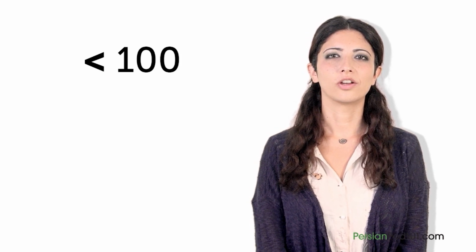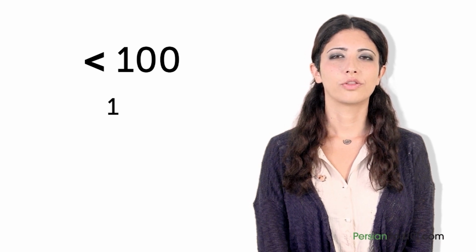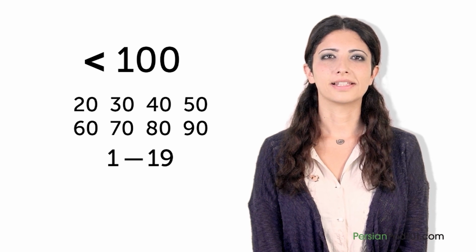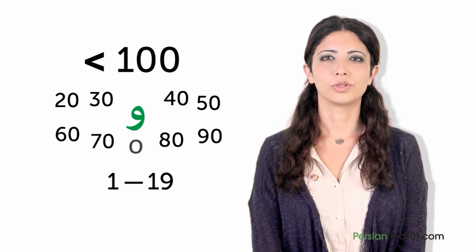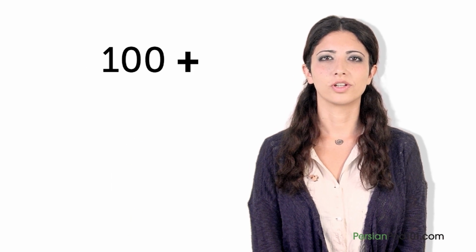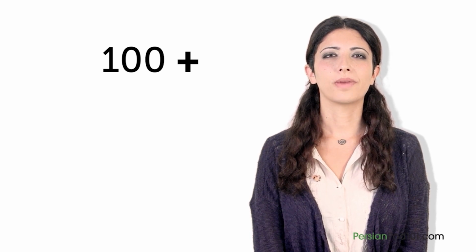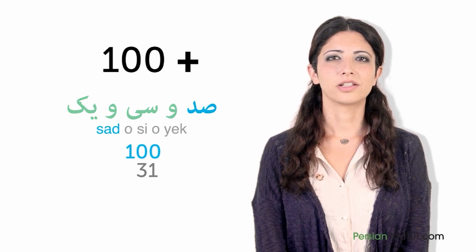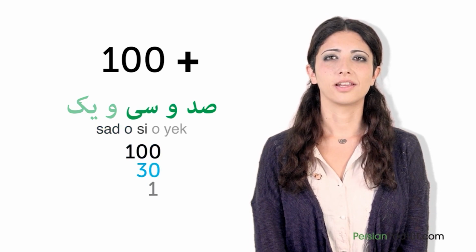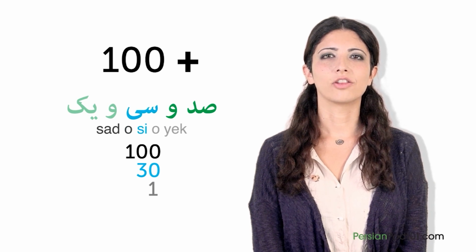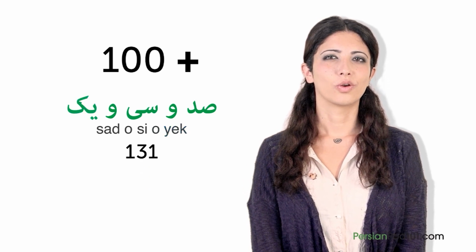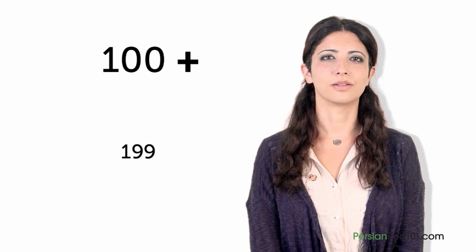For numbers up to 100, you just need to memorize 1 through 19 and all the tens. If you remember them well, then you can easily make any number by adding an O between them. For beyond 100, it will be the same. You just need to memorize the hundreds. So when we made 131, we said 100, sad, the particle O, then 30, si, and another O, and finally 1, yek. So, what do you think 199 is in Persian?